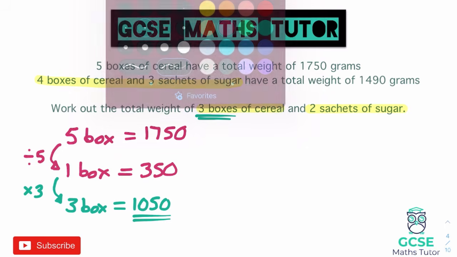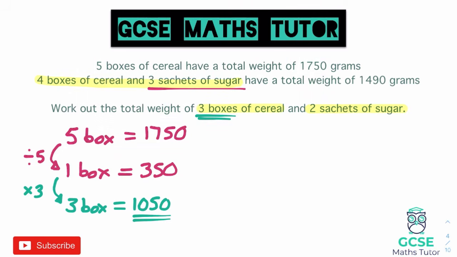So the next part is obviously we have the sachets of sugar. So for this second line here, it says that 4 boxes of cereal and 3 sachets of sugar have a total weight of 1,490. Well, if we work out the weight of 4 boxes of cereal, as we know the weight of 1, then we could have a look at working out therefore what the weight of the 3 sachets of sugar are going to weigh.